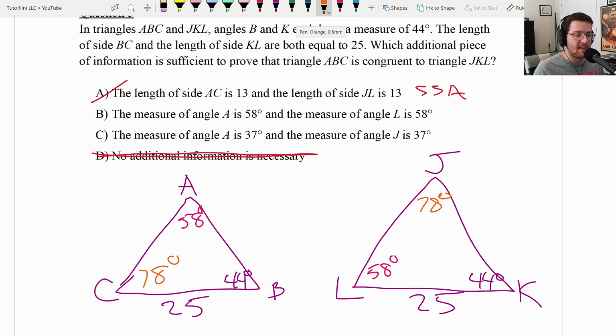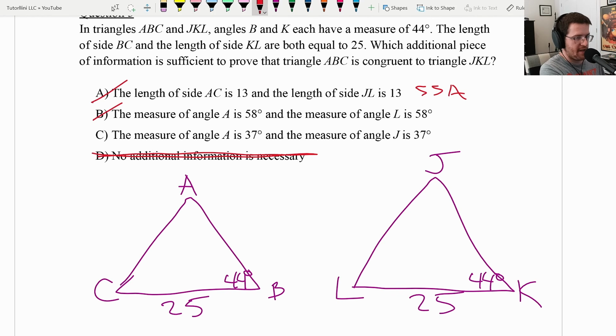And as a matter of fact, I think this one isn't congruent. We can almost definitively say it's not congruent. We can say it's similar, but it doesn't give us one of our 4 rules. So this one is out. Let's look at answer choice C.